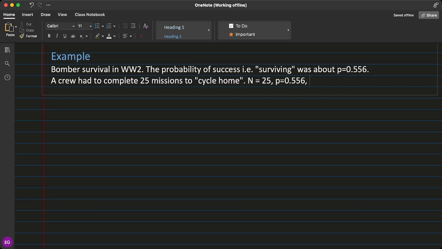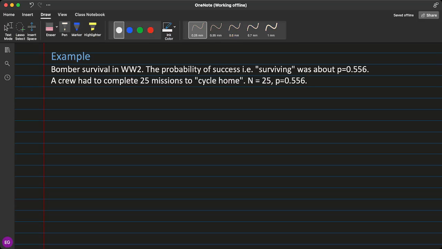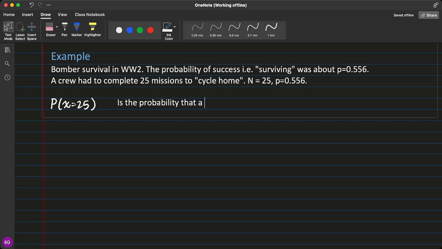So using these numbers alone, you can start calculating: what's the chance that we would see a bomber crew complete all of the missions? So the probability that X equals 25 is, let me type it. This probability is the probability that a crew completes all 25 missions.